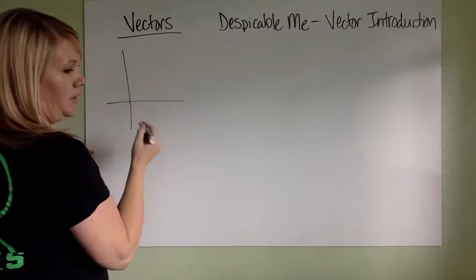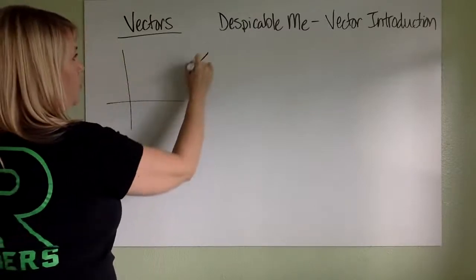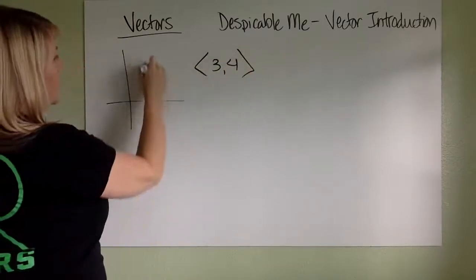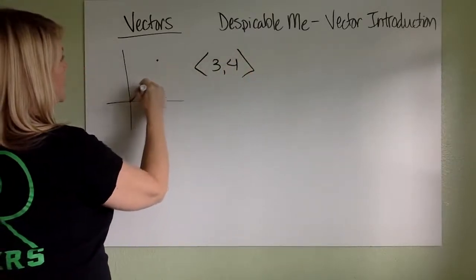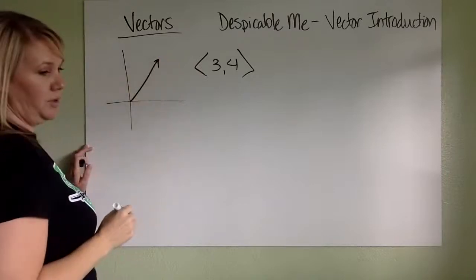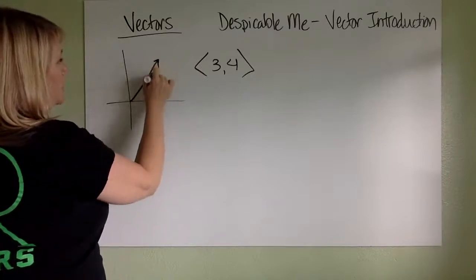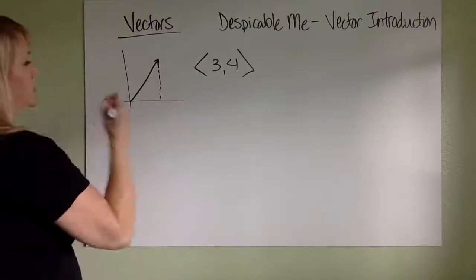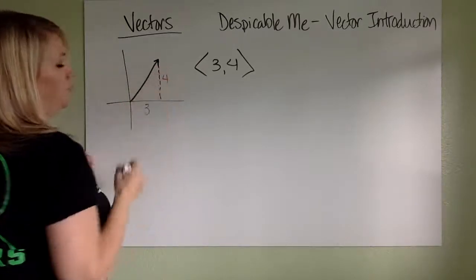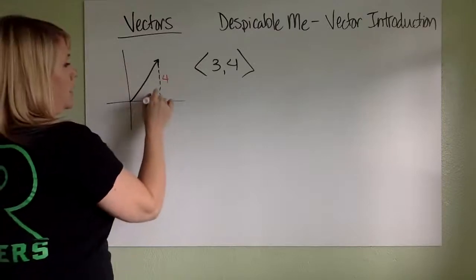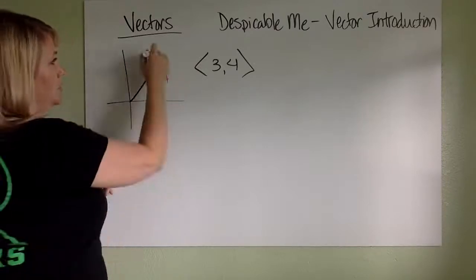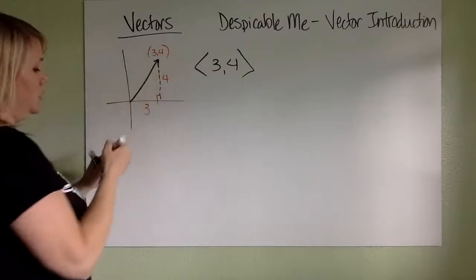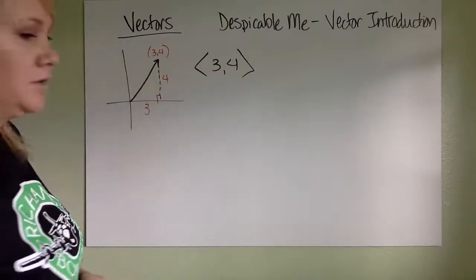If we have the vector <3, 4>, the vector <3, 4> would land at the point (3, 4). Let's say that's the point (3, 4) right there. That means that we went 3 to the right and up 4, like so. This would be the point (3, 4) if we were talking about ordered pairs.